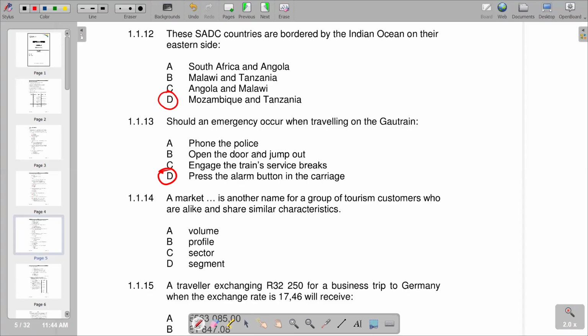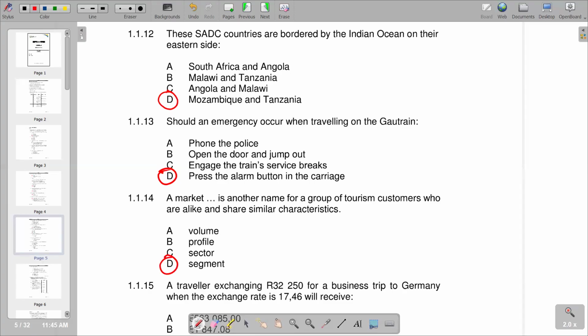Number 14. A market dash is another name for a group of tourist customers who are alike and share the same characteristics. So according to responses given, remember we are given volume, profile, sector, and segment. So we have a market segment, which is the correct response that we have.